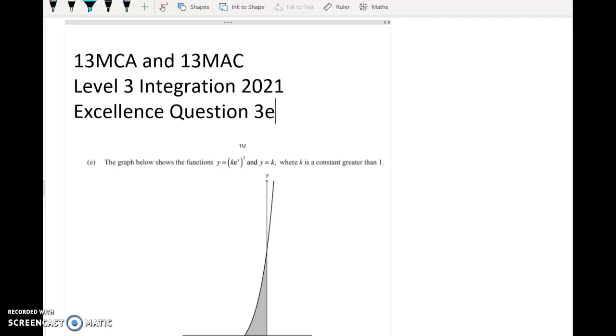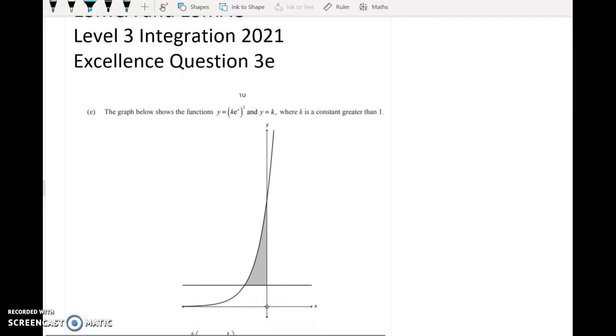So the excellence questions in questions 1 and 2 I did at the very end of last year, just after the exam, because of student requests. I've left this one until now. The worst part in this one is figuring out the limits, and then it's a proof question.